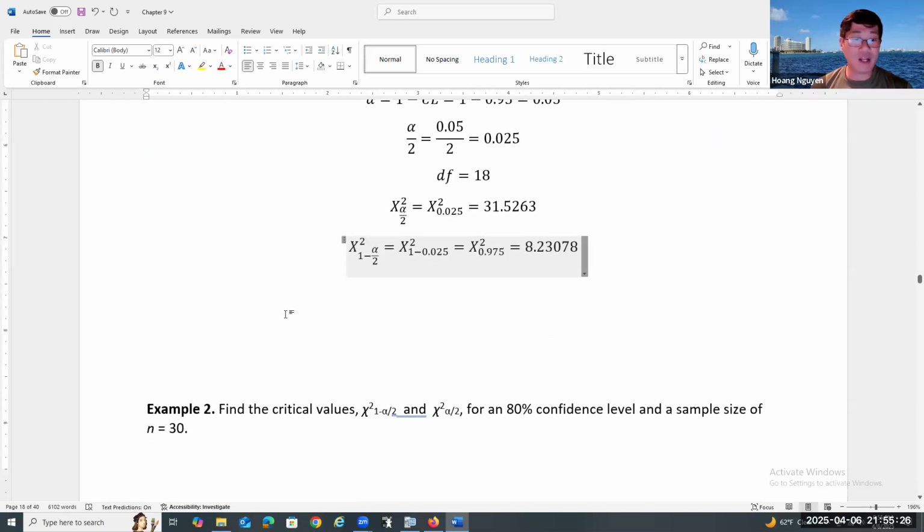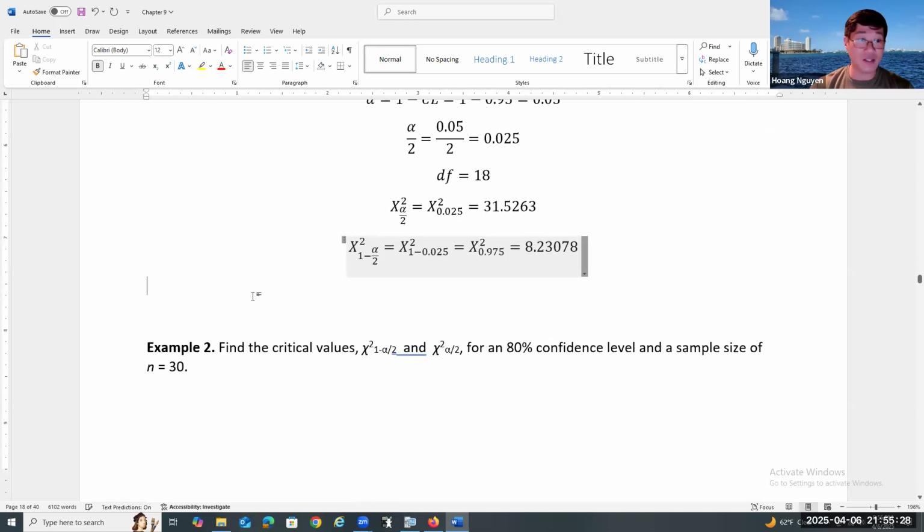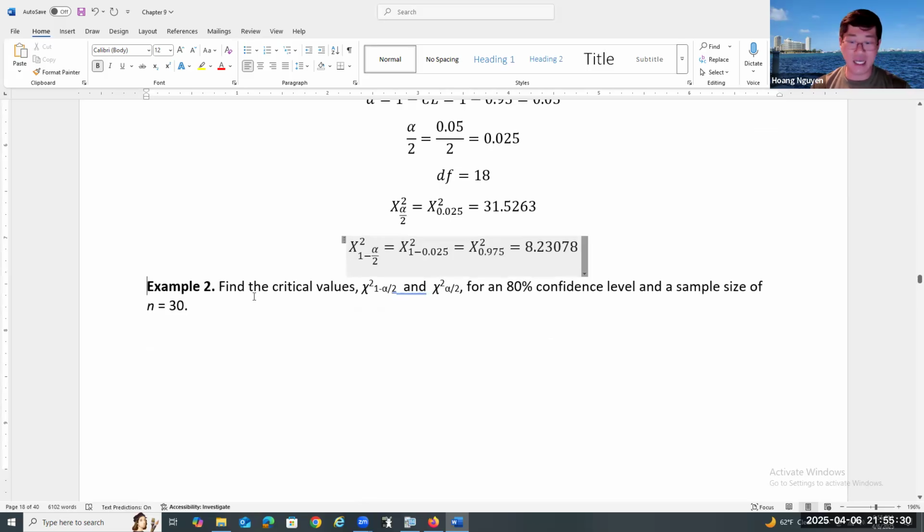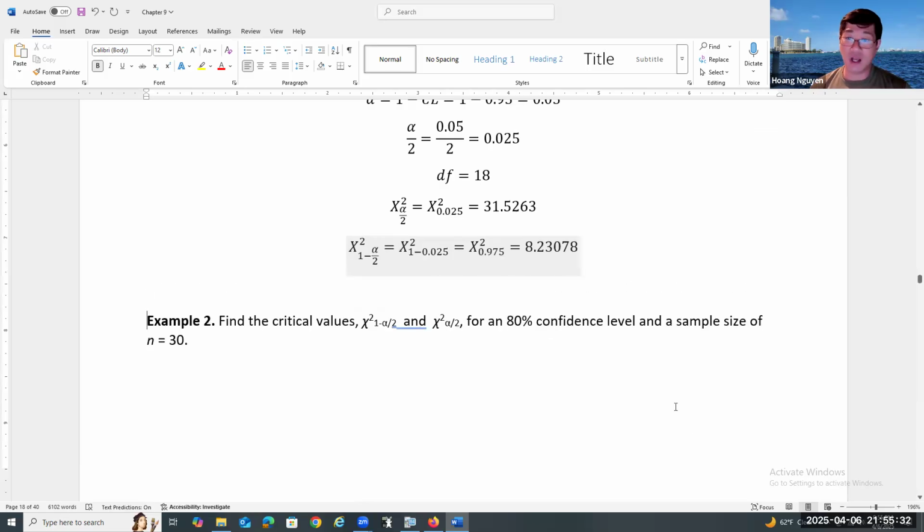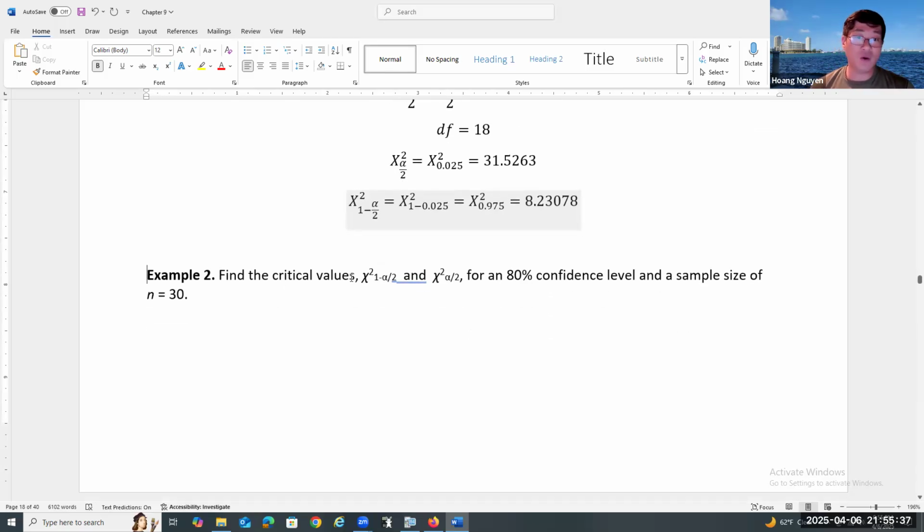Okay, now let's give it a try with the next question, example number 2. It's a similar idea, but we are given a different confidence level and sample size. For this question, find the critical values of the chi-square of 1 minus alpha over 2 and the chi-square of alpha over 2. We are given an 80% confidence level, and the sample size n is equal to 30.